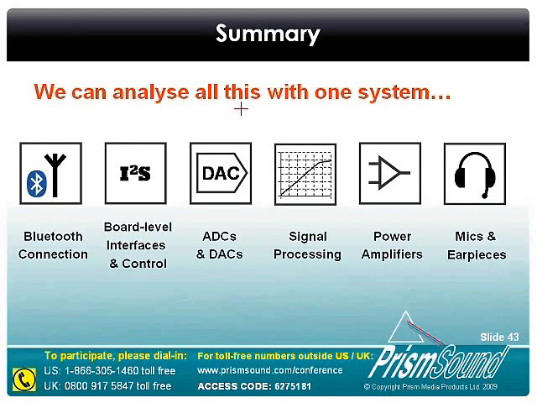So we looked at the Bluetooth connection and looked at picking up dropouts or glitches. We looked at board level interfaces and how we can use serial digital audio formats to make direct measurements on A to D or D to A converters. We took a look at signal processing and focused on some frequency response measurements. Then we looked at a brief example of measuring the maximum output power from a power amplifier, before moving on to looking at some headphone or earpiece measurements. And of course, as I said earlier, this is all done from one system and it can be manually or automatically implemented.